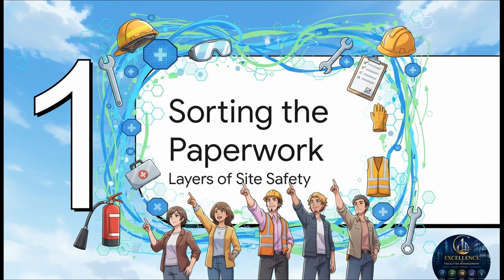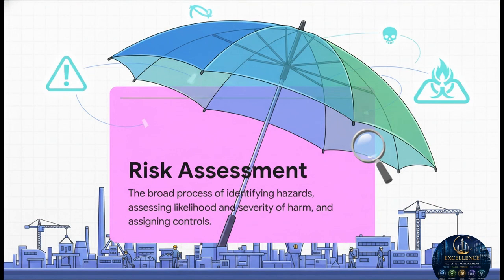The first thing to get your head around is that your safety program isn't just one document. It's a whole system with connected layers. These tools aren't interchangeable. They're meant to work together, protecting your crew from different angles. So let's start at the top with the risk assessment. It's the big safety umbrella for your entire project. It's where you take a step back and ask the big question. What are the major hazards across this entire operation? We're talking about the whole system here, not just one little task.